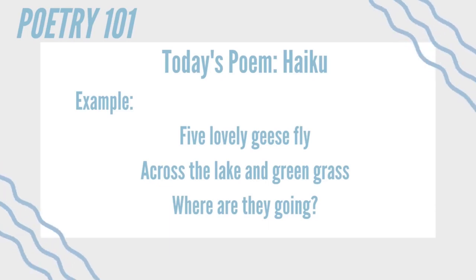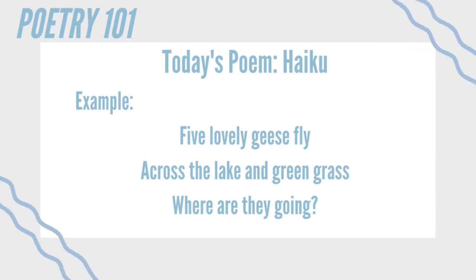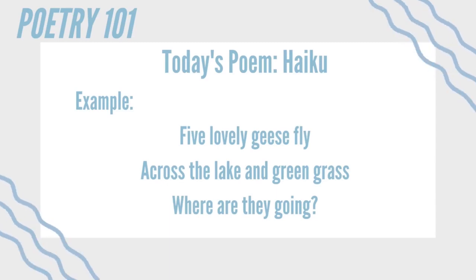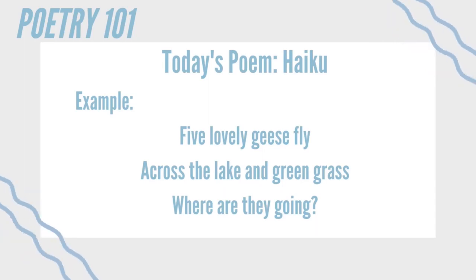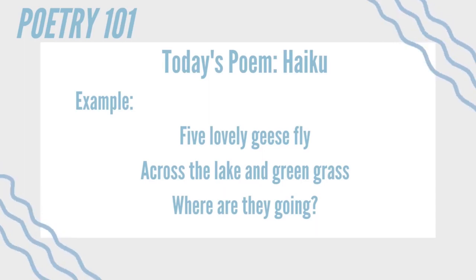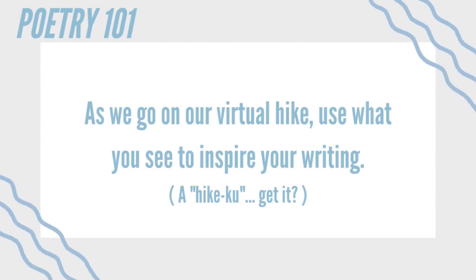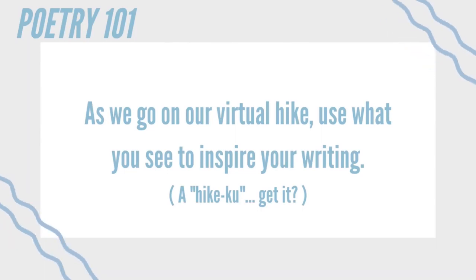If you're having trouble understanding how to put the right amount of syllables, think back to when we sound out words and we clap the number of syllables. You can do that for each number. 5 for the first line, 7 for the second line, and 5 for the last line. As we go on our virtual hike, use what you see to inspire your writing.